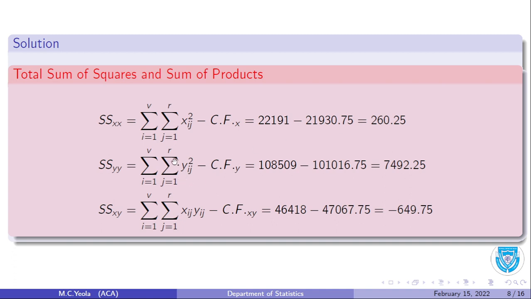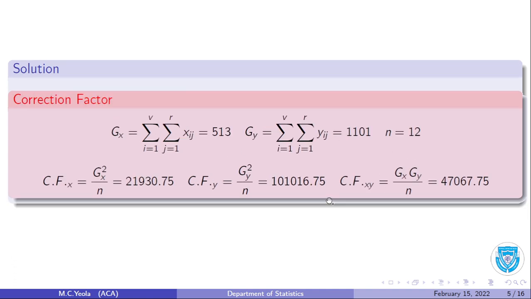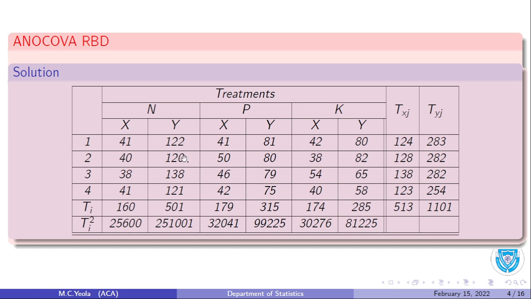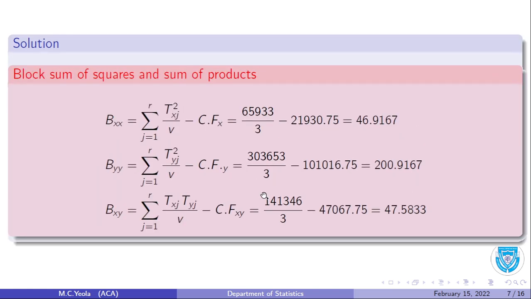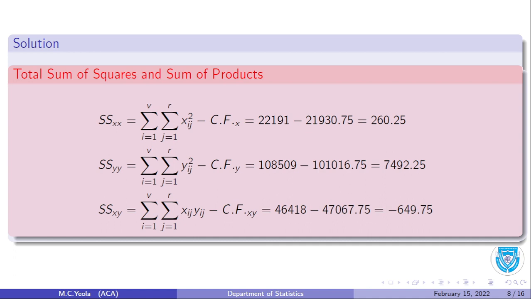Similarly we obtain it for the y values. What we do here is this square plus this square plus all these squares, we add, plus 58 square. These 12 values related to y, we square each and every value and add those squares. That gives us double summation yij square minus cfy that we have obtained. Subtract it, and we get the sum of squares related to y.